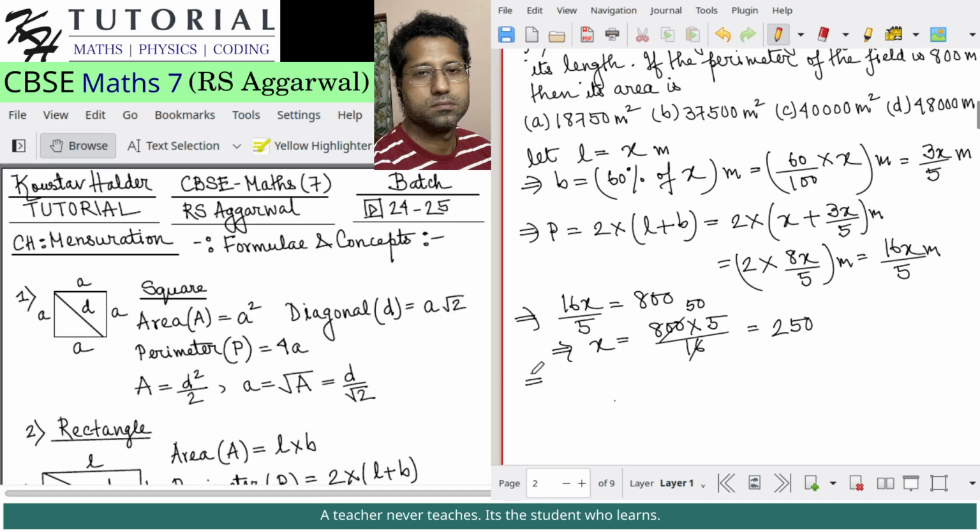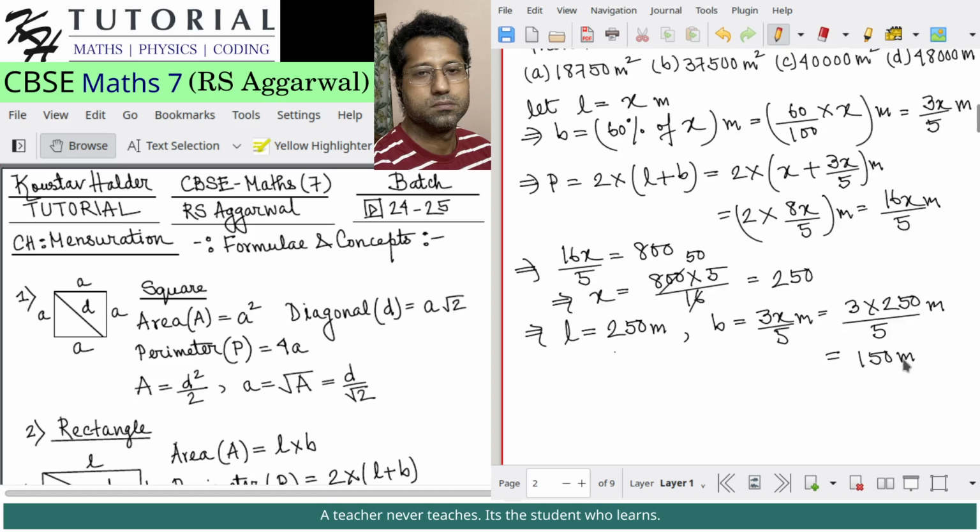So this implies L, the length is 250 meter, and the breadth will be equal to 3x by 5 meter, which is equal to 3 multiplied by 250 by 5 meter, which is equal to 150 meter. Okay. So now it is asking the area.